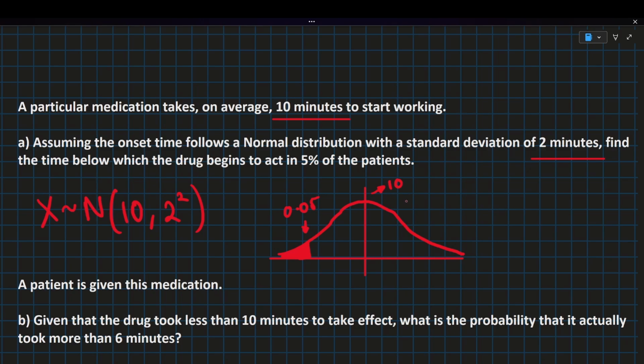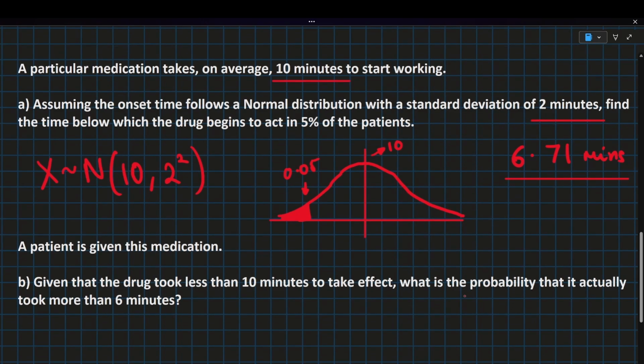And a quick way we could find this out is if you go into your calculator. If you have the 9 on 1x, just go into distribution, inverse normal function. You can put the area as 0.05, the standard deviation for us is 2, and our mean is 10. And that will give us a time of 6.71 minutes. So anytime below this, the drug is working in 5% of the patients. And you can also work this out using your equation for z and your z statistic and so on. Okay, let's go on to the next question.